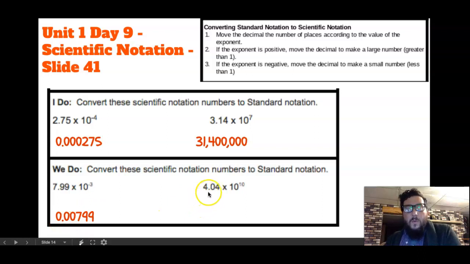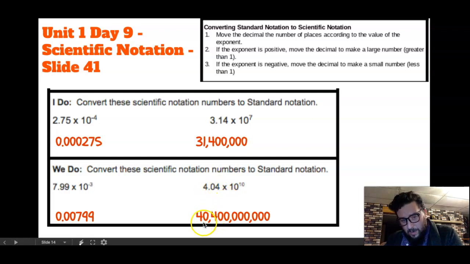All right. 4.04 times 10 to the 10. That means we need to move our decimal 10 places. And that's positive, so we want to make a big number. So let's move it to the right. We started here, we go 1, 2, 3, 4, 5, 6, 7, 8, 9, 10. So we get 40,400,000,000, a really big number. And we know it's supposed to be big because the exponent is 10.